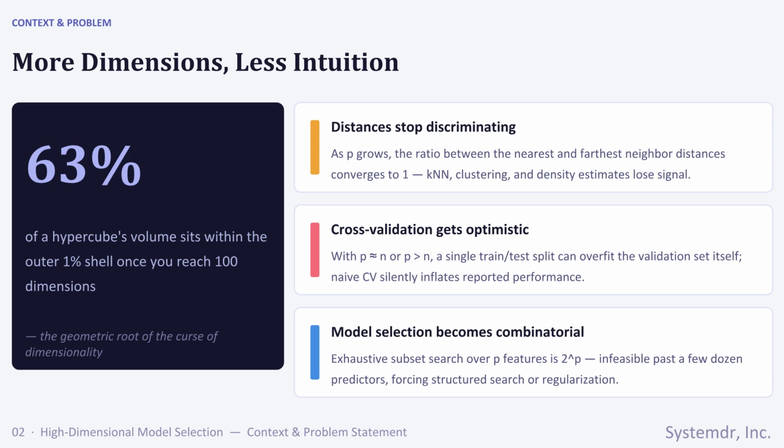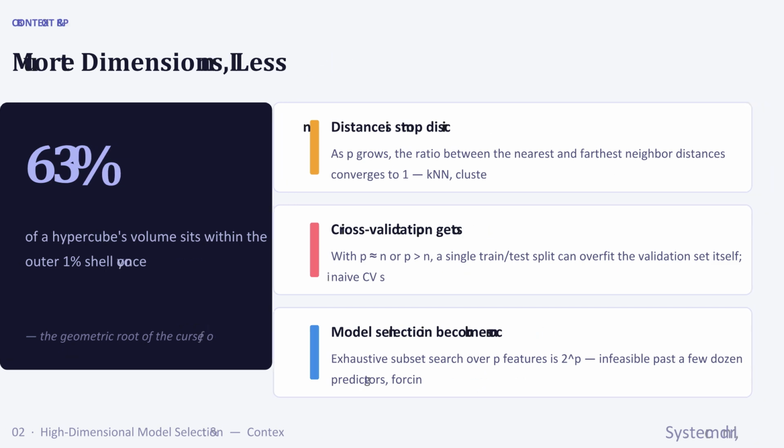And third, model selection becomes combinatorial. Exhaustively searching subsets of your features is a 2 to the p problem. Past a few dozen predictors, that's simply not feasible, which is exactly why we lean on regularization instead of brute force search. Keep these 3 problems in mind. Everything else in this module is about solving one or more of them.